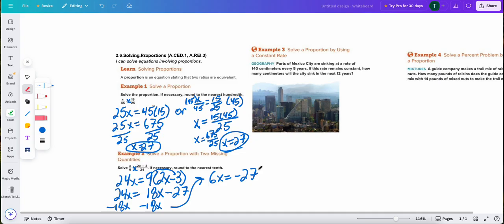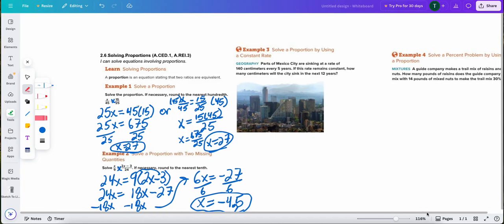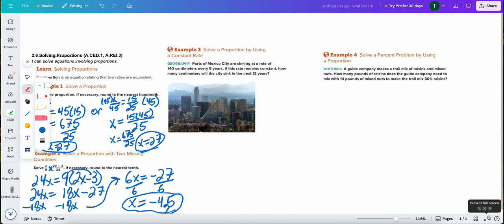So then to get x by itself, I have to get rid of that 6. So I would divide both sides by 6, and I get x equals negative 27 divided by 6, which actually comes out to be negative 4.5. So it says round to the nearest tenth, so that number is to the nearest tenth. Okay. So then we can move on to example 3.